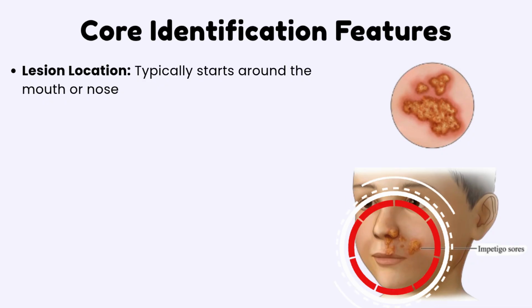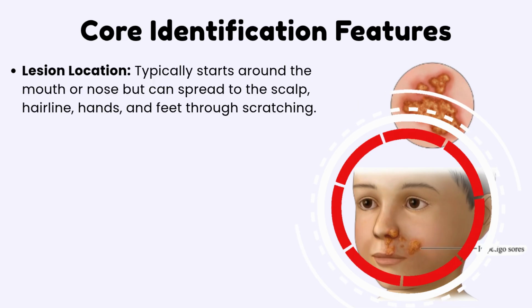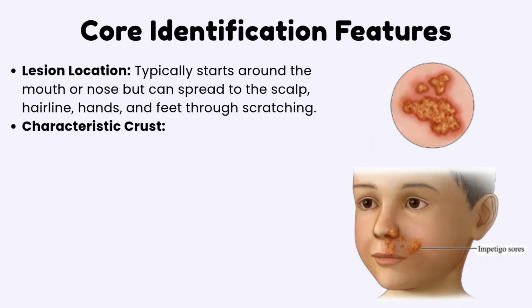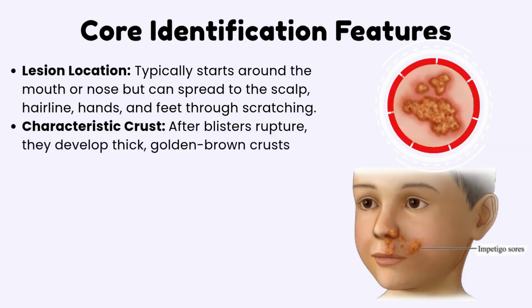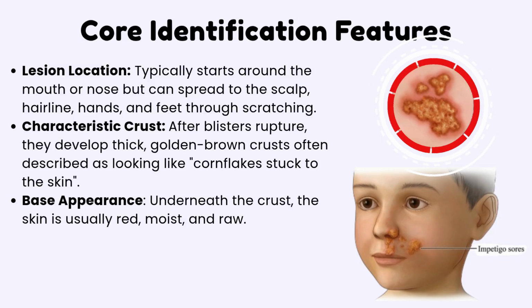Impetigo typically starts around the mouth or nose, but can spread to the scalp, hairline, hands, and feet through scratching. Characteristic crust. After blisters rupture, they develop thick, golden brown crusts, often described as looking like cornflakes stuck to the skin. Base appearance. Underneath the crust, the skin is usually red, moist, and raw.